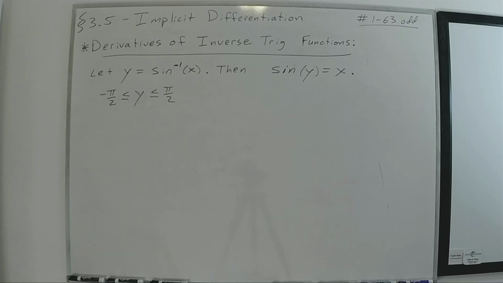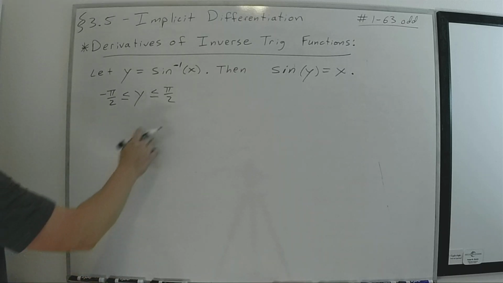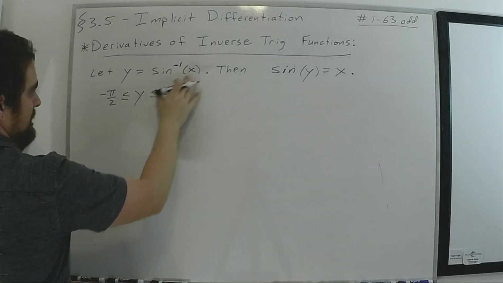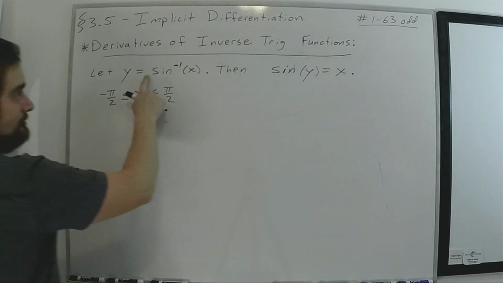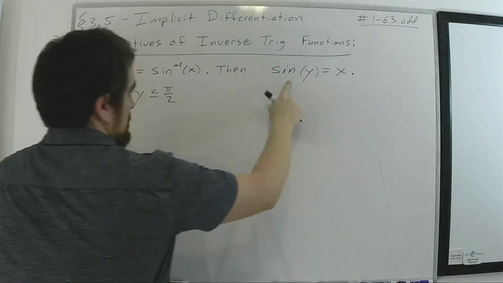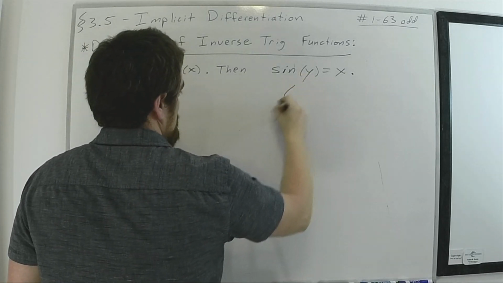So we do have to worry about, when we look at these functions and we look at the inverse trig functions, we are quite restricted when it comes down to looking at the range of what that inverse trig function can give us. So let's take this and look at this in terms of implicit differentiation.